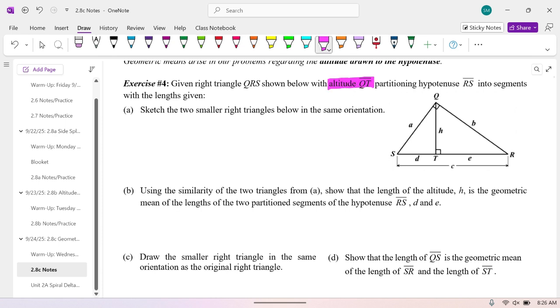So the altitude is QT, and the hypotenuse is RS for the big triangle QRS. So I'm just going to redraw my big triangle just so we can see it clearly. So this is SQR. Q is the right angle. Let's say S is your 1 tick angle and R is your 2 tick angle. Now, the side lengths that they have is A, B, and C. All right, so there's no actual side lengths yet. They're just using letters. So those lowercase letters are side lengths.